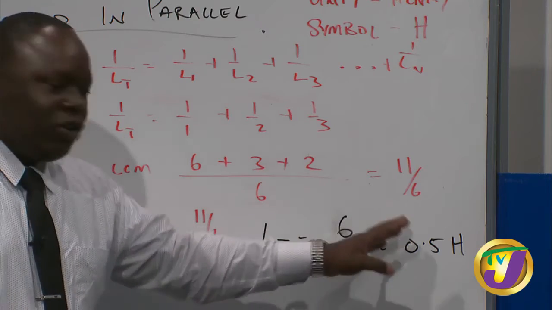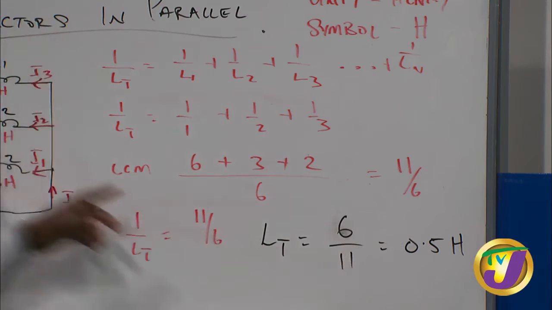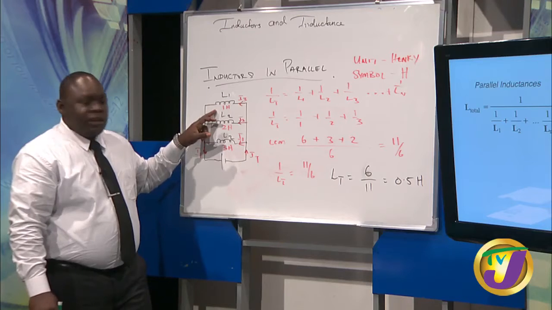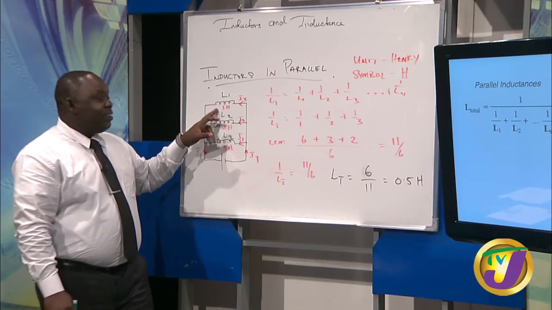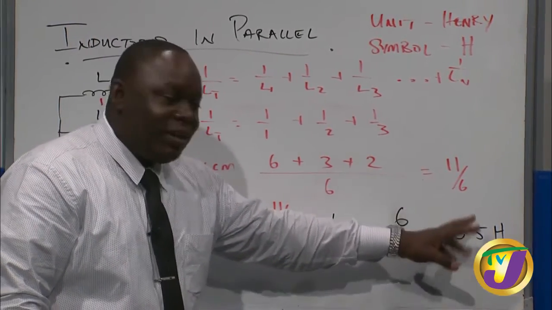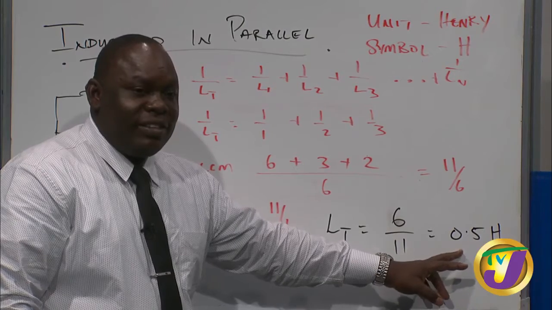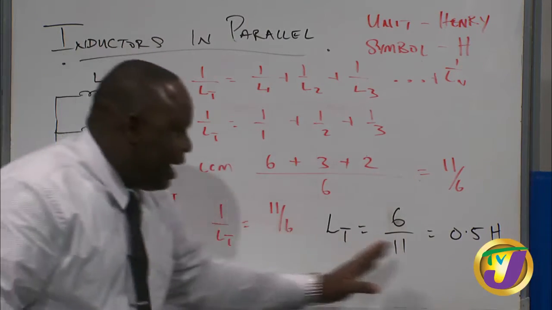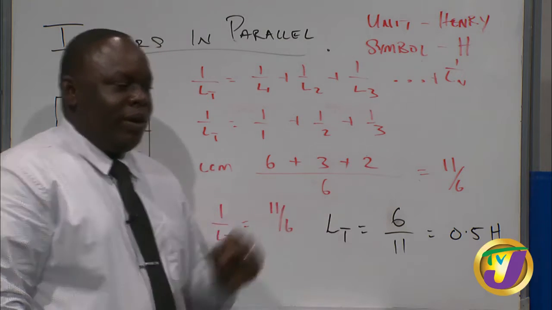Now, it is very important to pay attention to this as well, that for inductors in parallel, the total value of the inductance in parallel will always be less than the smallest value inductor in the circuit. So the smallest value inductor in the circuit is actually 1 Henry. But when you calculate, you realize that the total inductance is actually 0.5 Henries, highlighting that your answer is in line with what we're looking for.